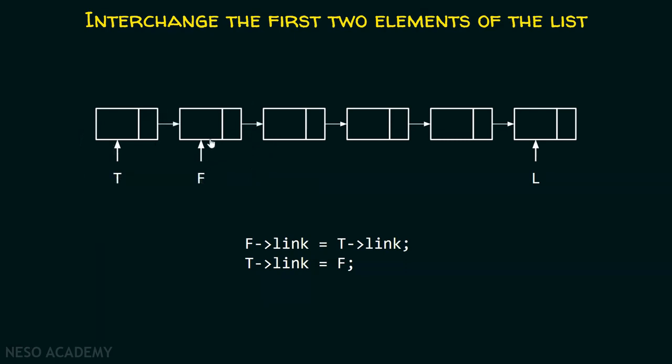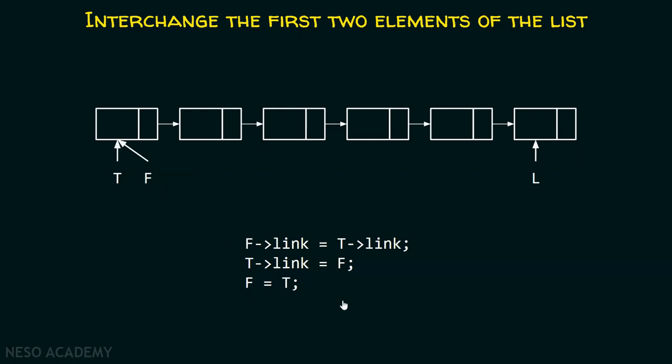Here the first node becomes the second node and the second node becomes the first node. But yes, we have to update our f pointer so that it can point to the first node of this list. Therefore, this line of code is also required, that is f equal to t. In this way, the f pointer will point to the first node of the list.